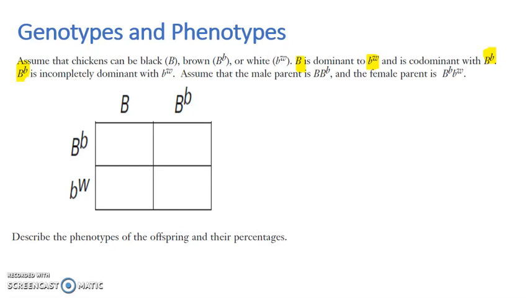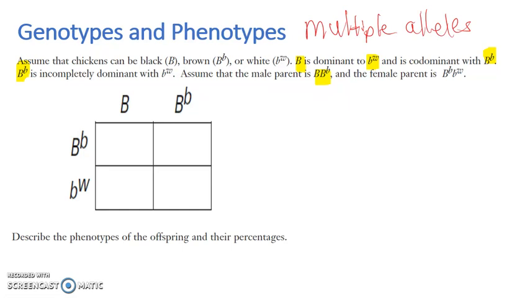Assume that the male parent is big B superscript B, and the female parent is big B superscript B, lowercase b superscript W. Sounds confusing, right? So what we're going to see here is something called multiple alleles.